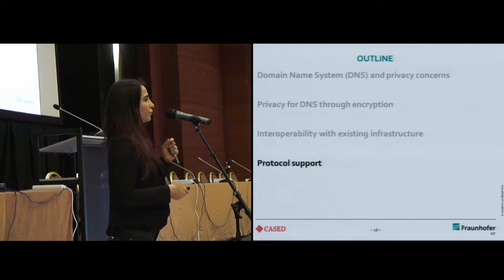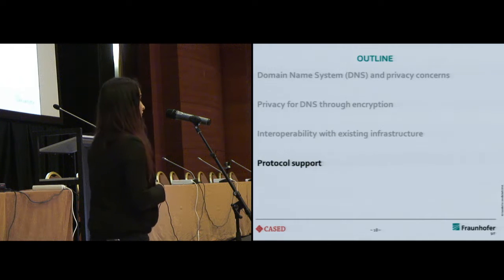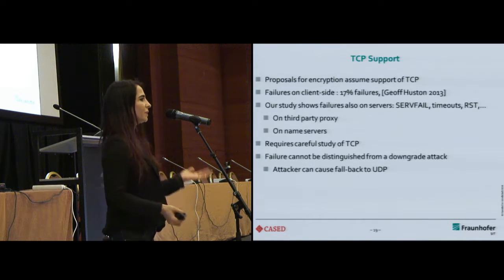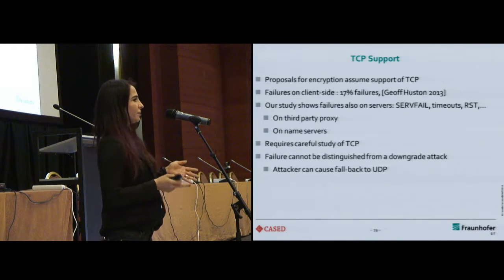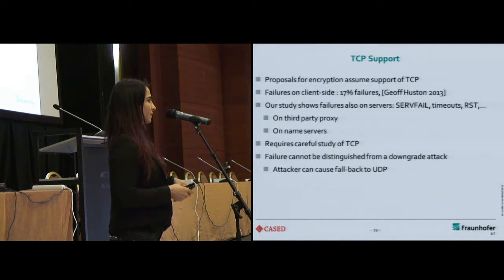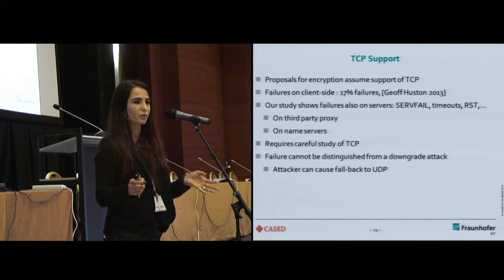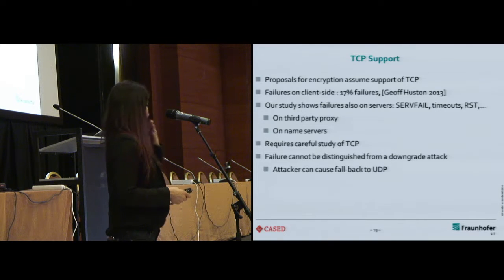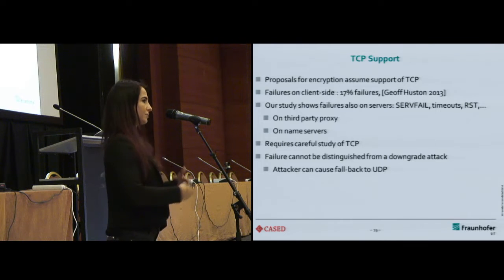Okay, and finally, protocol support. What do I mean by protocol support? Many of the proposals assume TCP. As you know, DNS can run over UDP and TCP. And when DNS packets, datagrams, exceeded 512 bytes, to avoid the overhead which TCP introduces.